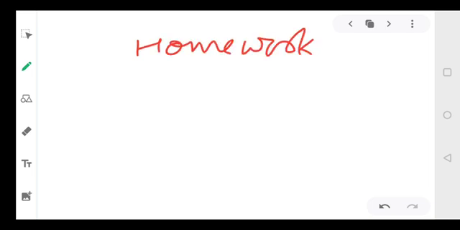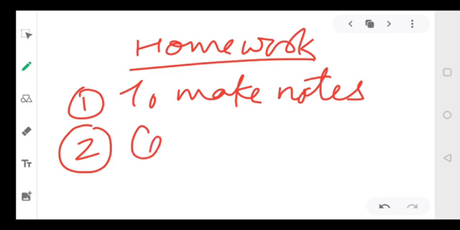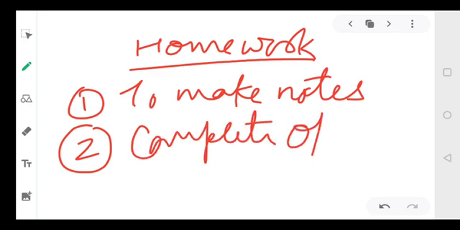So what will be your homework for today? First of all, make notes of this topic. Secondly, complete all the question answers of this chapter, since we have completed the chapter. If there is any query, please let me know.